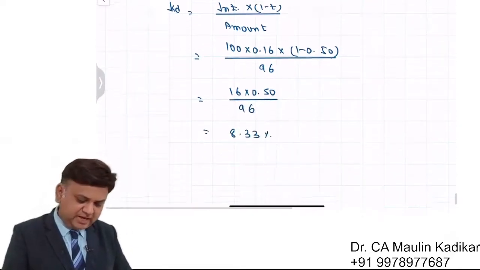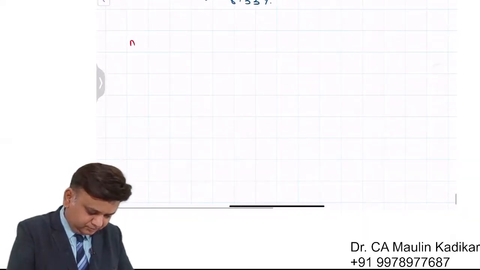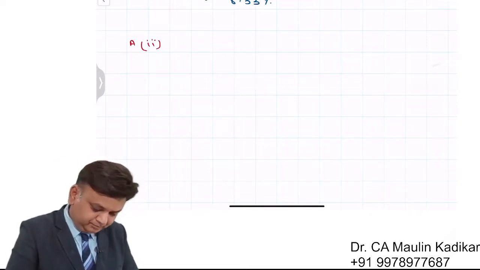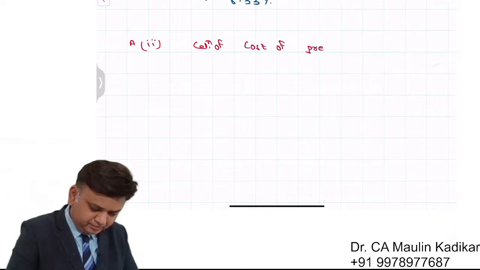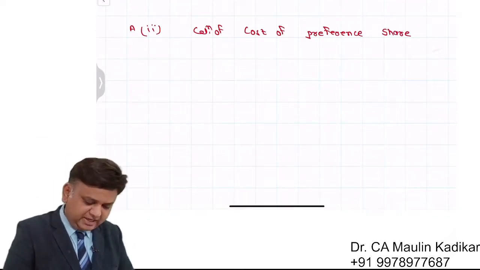Please write an answer for A double I. In that, write down calculation of cost of preference share. In bracket I'm writing KP.